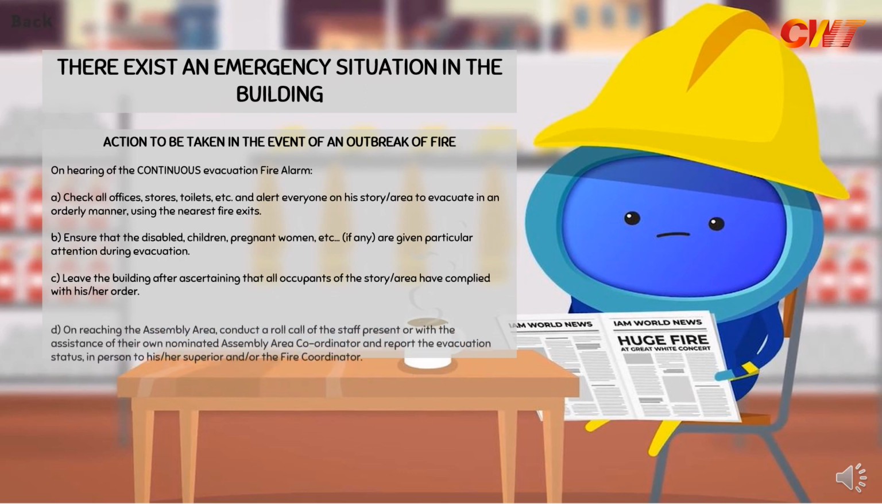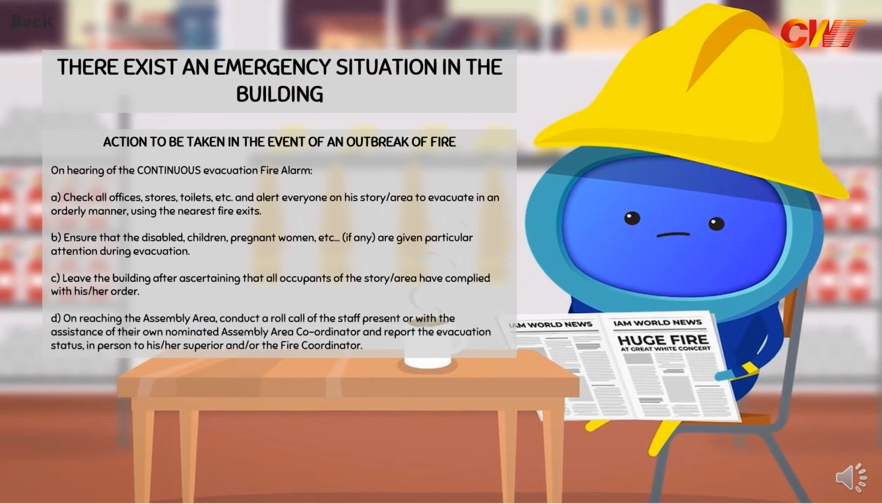On reaching the assembly area, conduct a roll call of the staff present, or with the assistance of the nominated assembly area coordinator, and report the evacuation status, in person, to your superior and the fire coordinator.